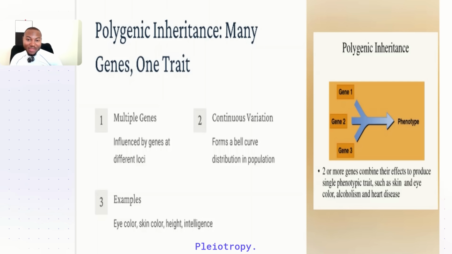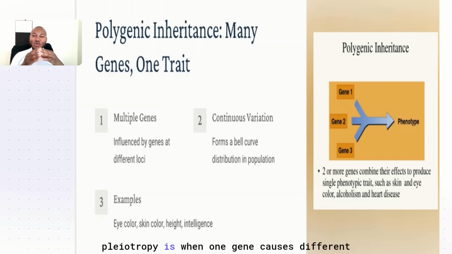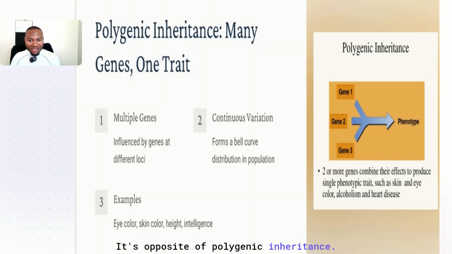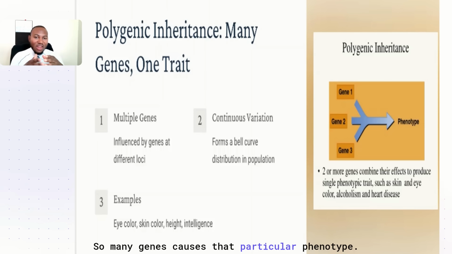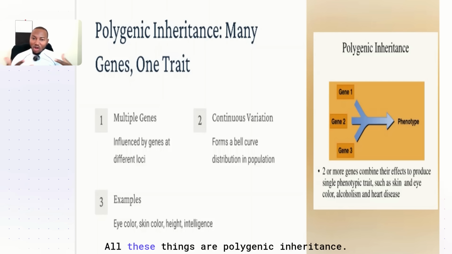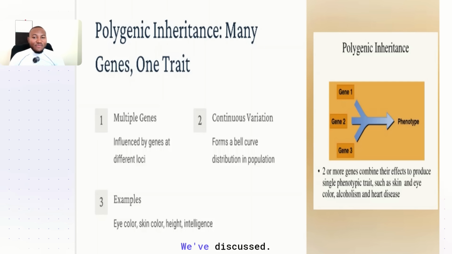Pleiotropy? No. Pleiotropy is when one gene causes different features. That's pleiotropy. It's the opposite of polygenic inheritance. Polygenic inheritance is when a trait like eye color is caused by many genes. So many genes cause that particular phenotype. That's called polygenic inheritance. There are a lot of examples of polygenic inheritance, like eye color, hair color, intelligence, height. We also have incomplete dominance, multiple alleles, and sex linkage, which we've discussed.